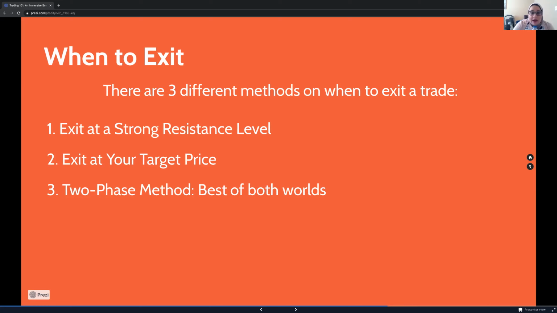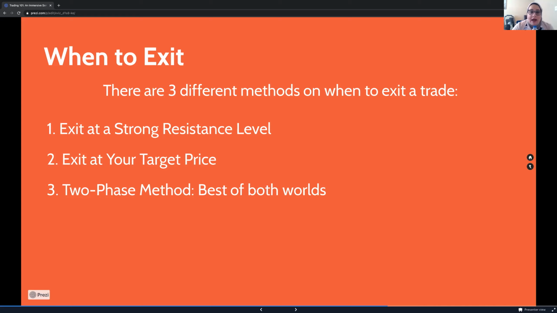Now, a second way of doing it is, again, right now we're in the green and we're collecting profits. So the second way is you can just set a target price. You can say, okay, my goal is to make $100 on a trade. My goal is to make $20 on a trade. My goal is to make 5% on a trade, 3% on a trade. So you can have a target price, set it, and get your money as soon as it reaches that target price.